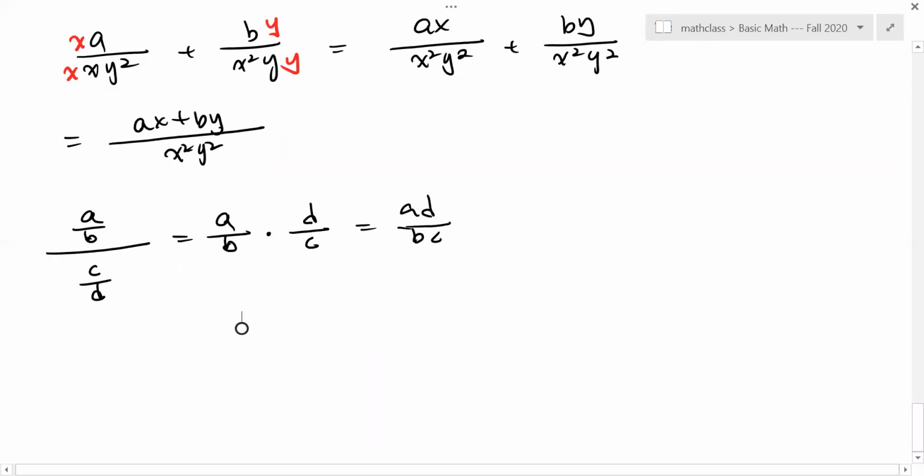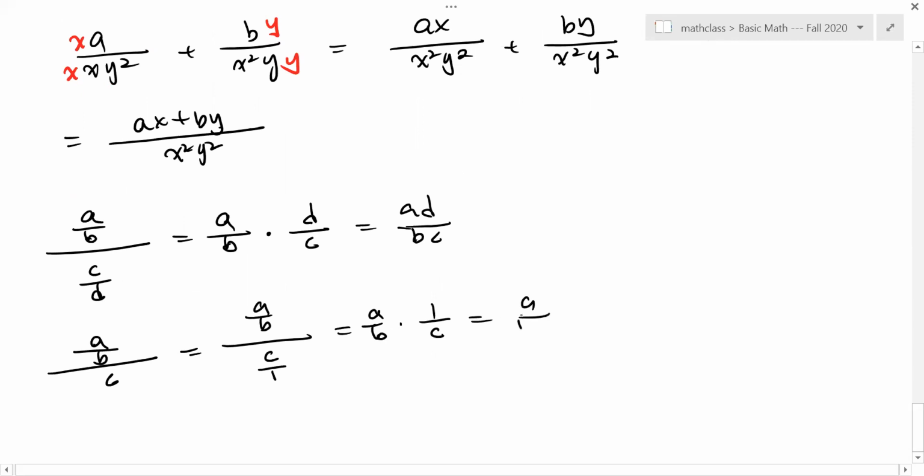So how about the special case, a over b just divided by c? You see, c can be viewed as a fraction, c over 1. So that's why you simply get a over b divided by c over 1, right? So then turn it upside down, 1 over c, then it's just a over bc. So basically you just move c to the denominator of a over b.